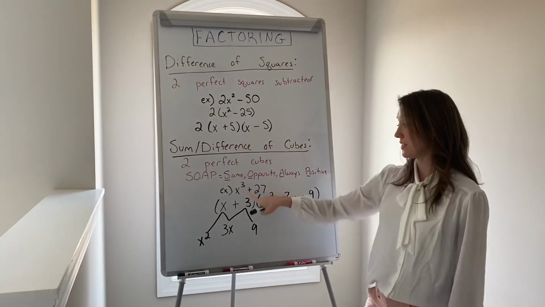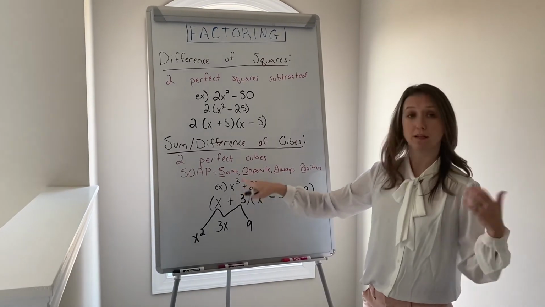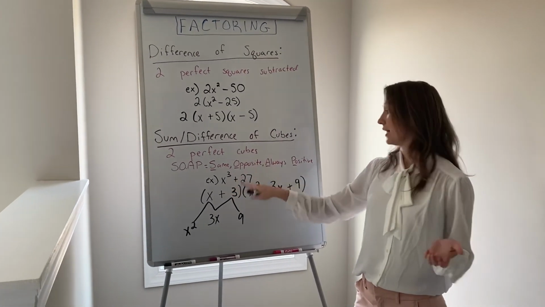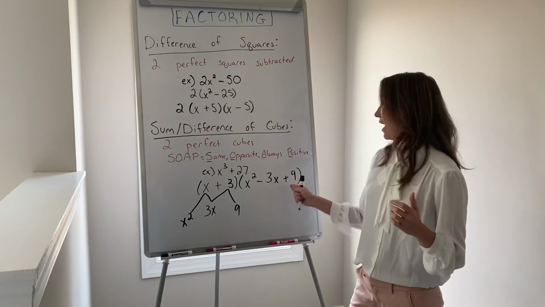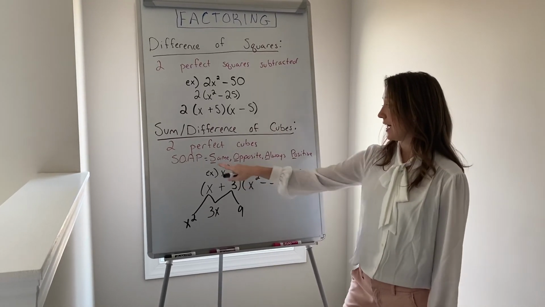And so even if this was a minus here, you would still use SOAP. If this was a minus, the first sign would be a minus, because that's the same. The second sign would be a plus, because you change it. And the last sign would always be positive. So you can use SOAP whether this is plus or minus, as long as you remember that.